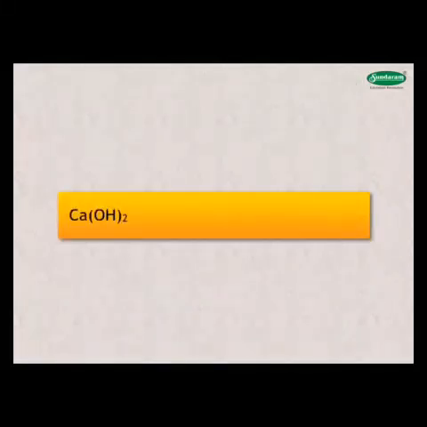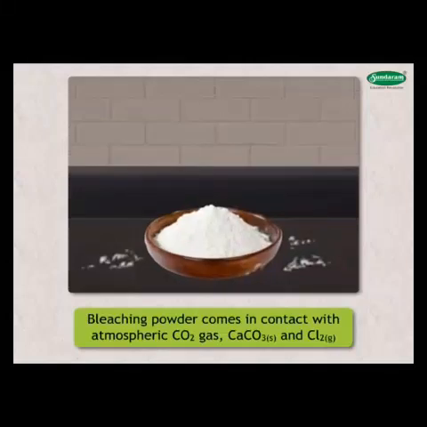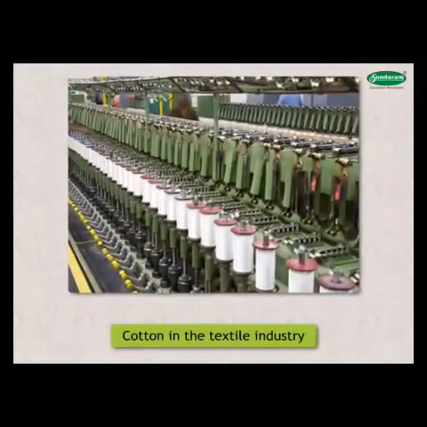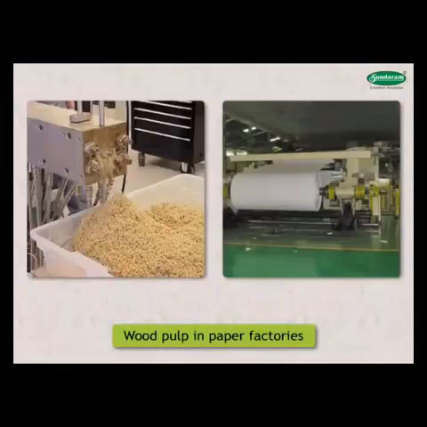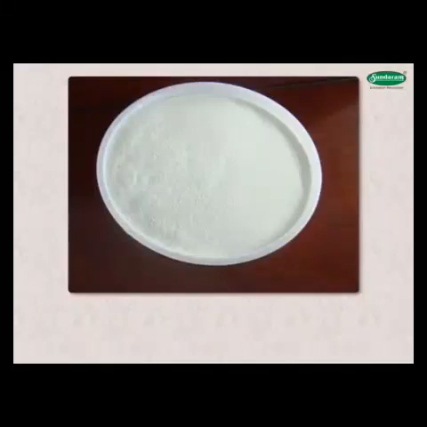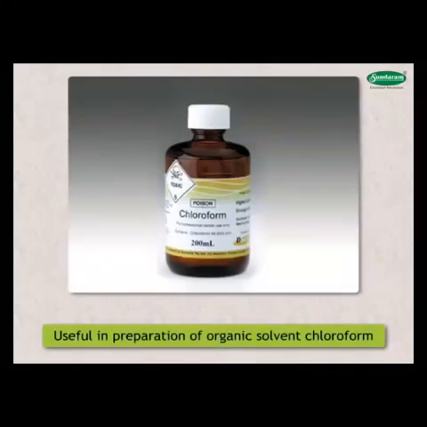When dry slaked lime reacts with chlorine gas, it forms bleaching powder. When bleaching powder comes in contact with atmospheric carbon dioxide gas, CaCO3 solid and Cl2 gas are released. This chlorine gas helps in the bleaching action on cotton in the textile industry, wood pulp in paper factories, and washed clothes in laundry. Bleaching powder acts as an oxidizing agent in many chemical reactions and is useful in the preparation of the organic solvent chloroform, which is also used as an anesthetic.